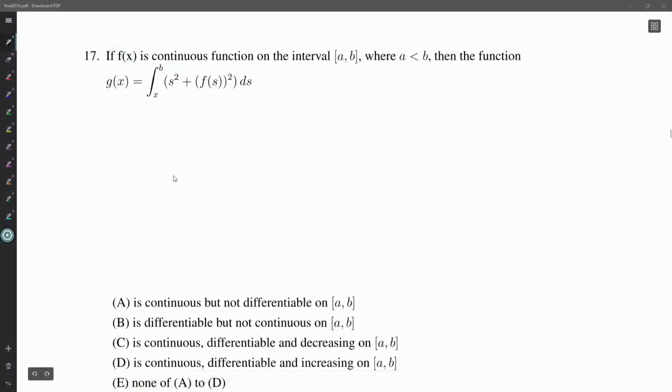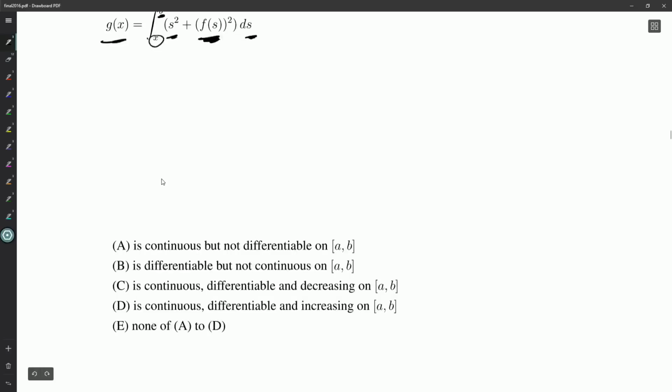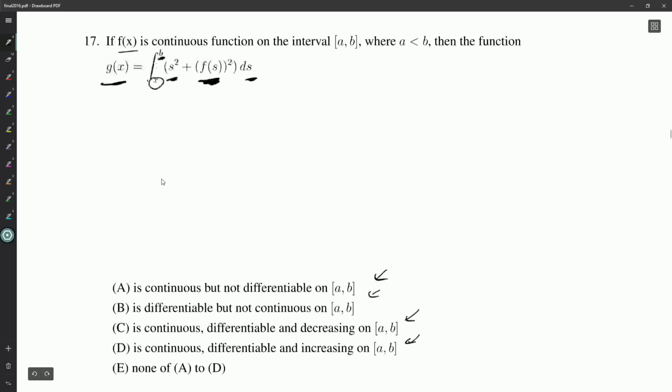We're on question 17 from our practice final exam. If f of x is continuous on the interval a to b, where a is less than b, then the function g of x, where x is a variable here, the endpoint here is fixed, and then we're integrating in terms of s, s squared plus f of s all squared. What are the conclusions here? Continuous but not differentiable on the closed interval, differentiable but not continuous on the closed interval, continuous, differentiable, and decreasing on the closed interval, continuous, differentiable, and increasing on the closed interval here.